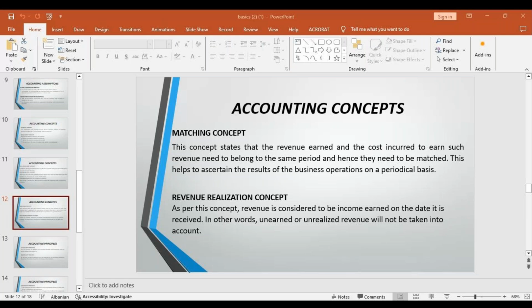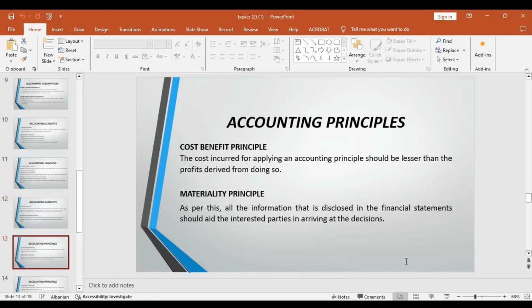Okay, next. So next are the principles. First one, the cost benefit principle. The cost incurred for applying an accounting principle should be lesser than the profit derived from doing it. So it is nothing but your cost price must be less than the selling price. Obviously when you're doing a business you always think only of profit, right? So your cost price must be less than your selling price.